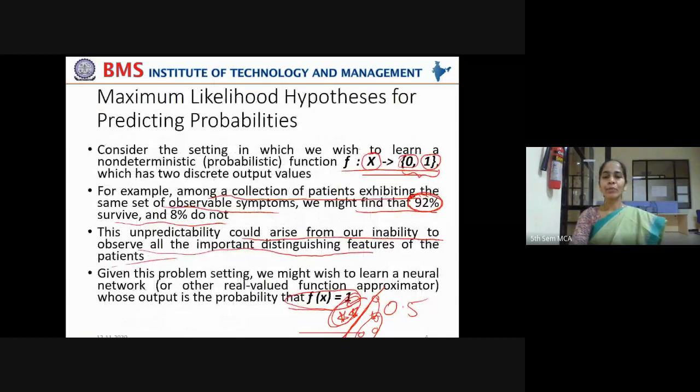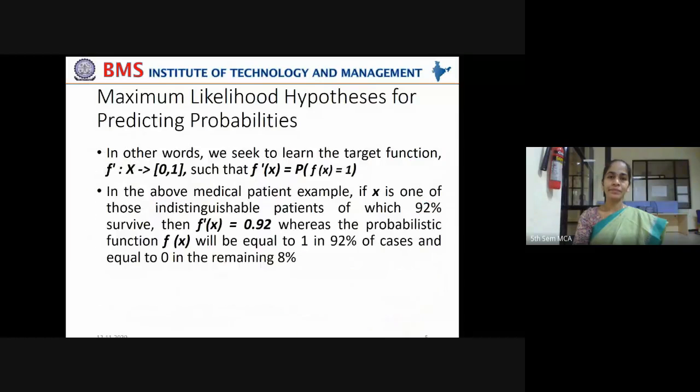Yeah, whose output is the probability that f of x equals 1. So if f of x equals 1, then you predict it as a positive class. Or if f of x equals 0, you predict it as a negative class. Or if you have any values in between, there is some probability you can associate with it.